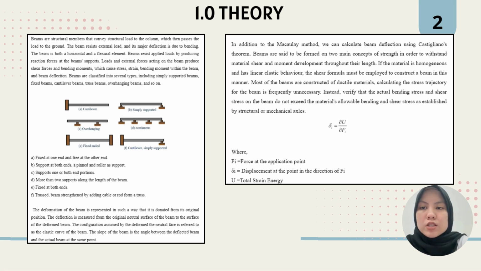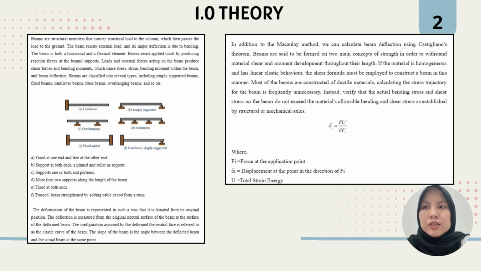Beams are classified into several types, including the simply supported beam, fixed beam, cantilever beam, truss beams, overhanging beam, and so on. The deformation of the beam is represented in such a way that it is displaced from its original position. The deflection is measured from the original neutral surface of the beam to the surface of the deformed beam. The configuration assumed by the deformed neutral surface is referred to as the elastic curve of the beam. The slope of the beam is the angle between the deflected beam and the actual beam at the same point.